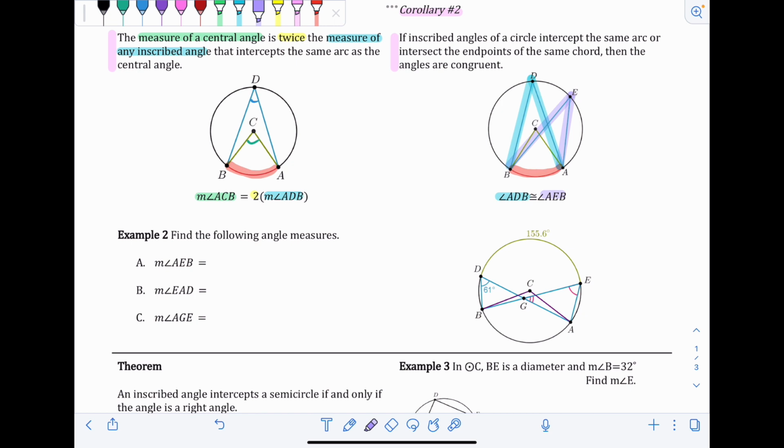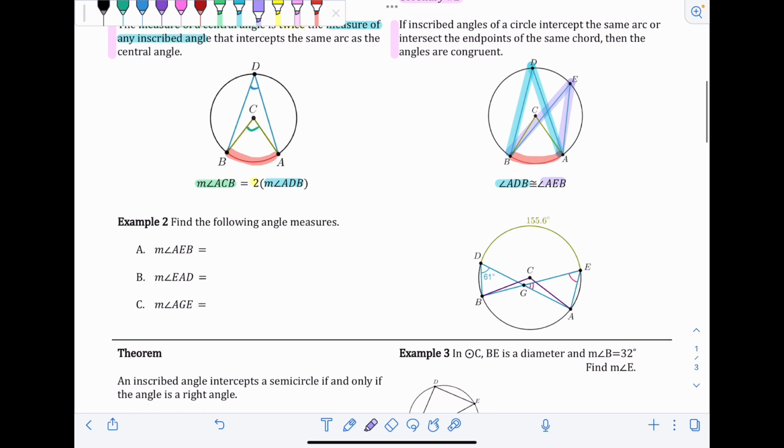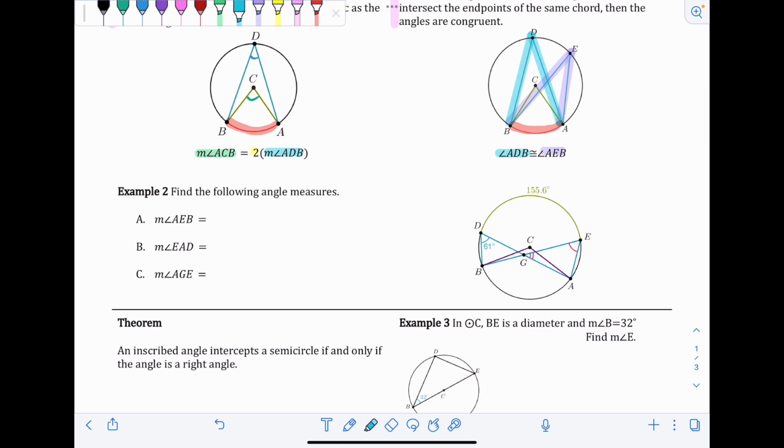Okay, example 2: find the following angle measures, starting with the measure of angle AEB. Angle AEB is this one right here. That angle intercepts arc AB. There's another angle in that picture that also intercepts arc AB, and that's angle BDA. So angle BDA intercepts arc AB, and that angle is given to us.